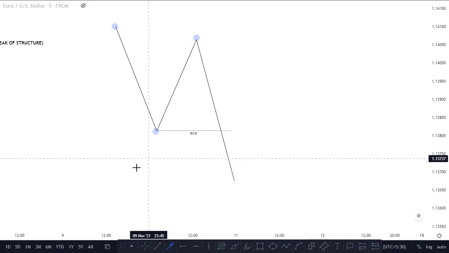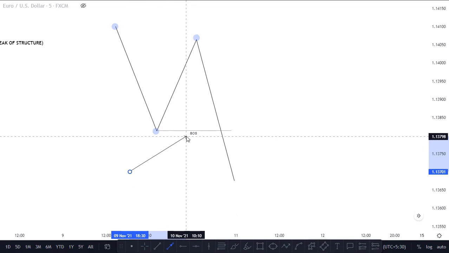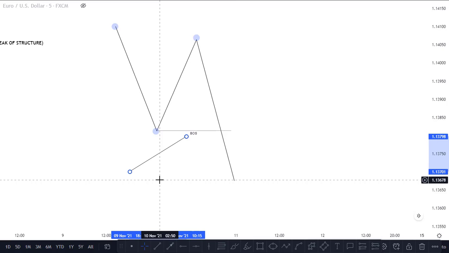So make sure you add this in your chart if you want to start reading price in a proper way. Make sure you mark your chart.